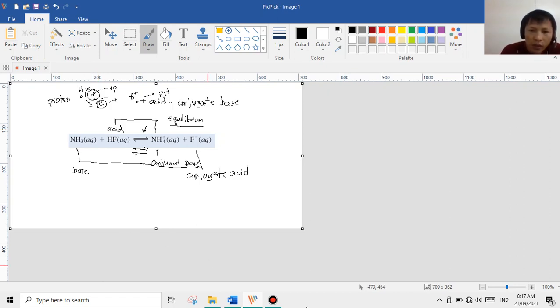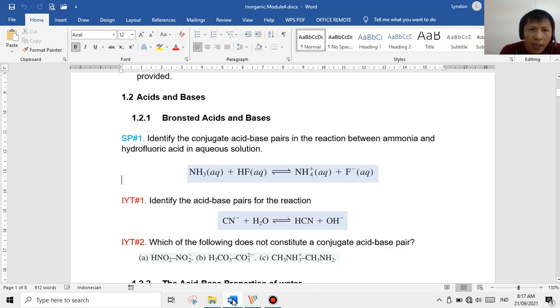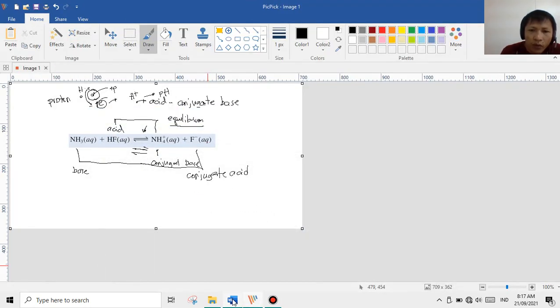So that's the solution. The problem was: identify the conjugate acid-base pairs in the reaction between ammonia and hydrofluoric acid in aqueous solution. So those are the answers.